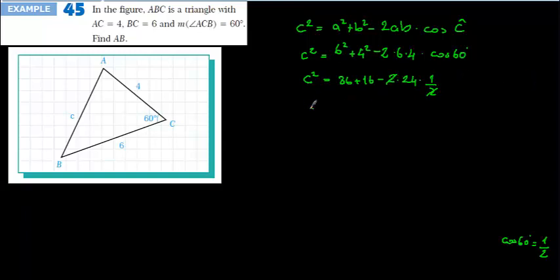And we simplify this part. c squared is equal to 36 plus 16 minus 24. Here, when you simplify these two, it's going to be minus 8. 36 minus 8 is equal to 28. So c squared is equal to 28. If c squared is equal to 28, c is equal to root of 28. And this is equal to 4 root 7. Okay, the next question.